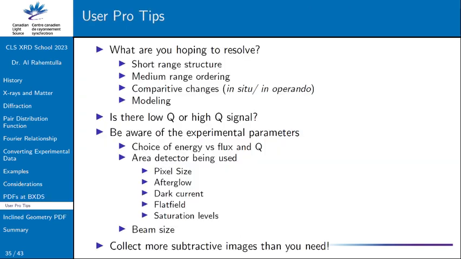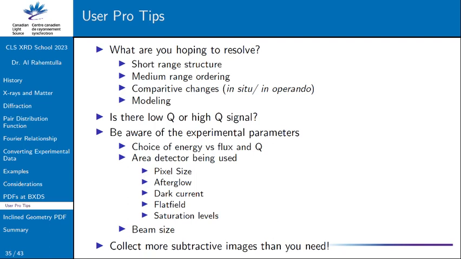And for you guys hoping to do PDF measurements, I'd break down a few tips to keep in mind. The first is, before you do your experiment, think about what you're hoping to understand about your sample. Do you want to figure out what's happening in terms of short range order, medium range order? Are you trying to see some comparative changes over time? Or are you hoping to actually model and solve the structure quantitatively?